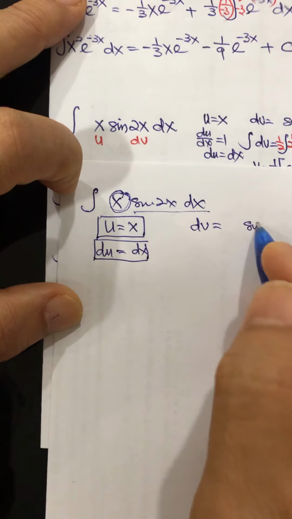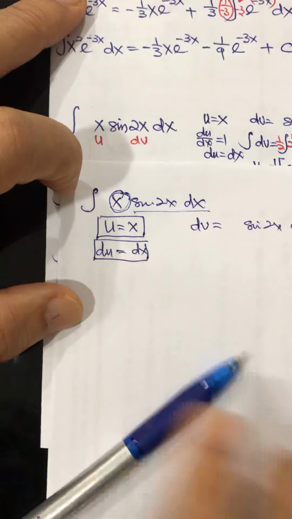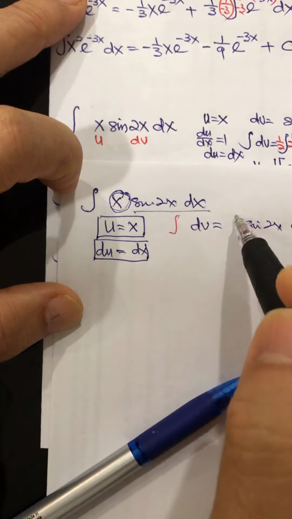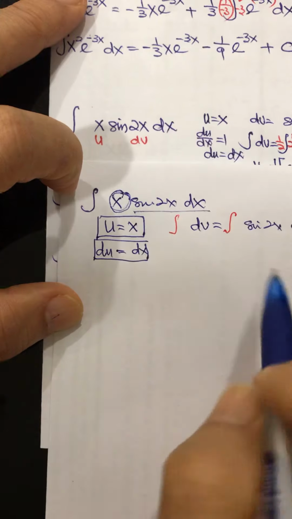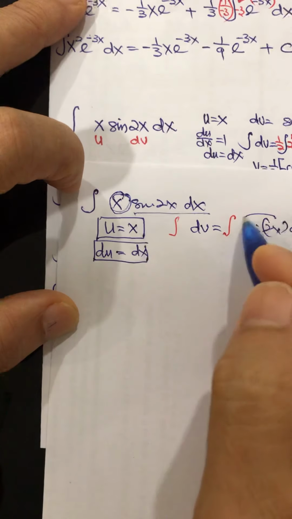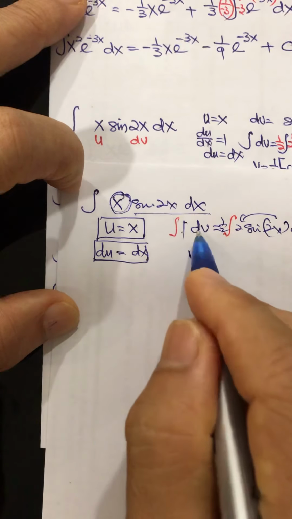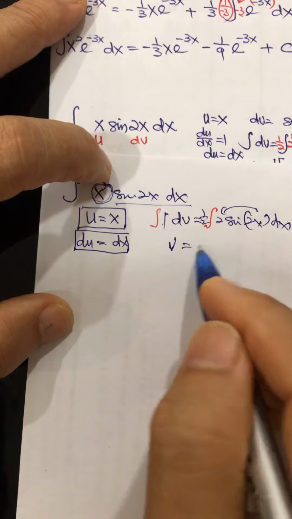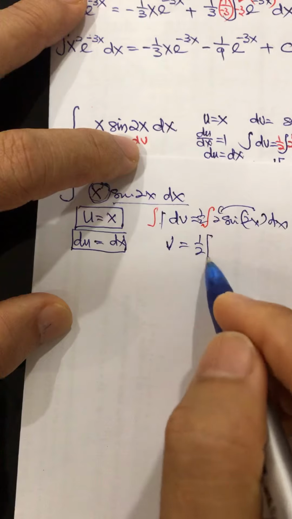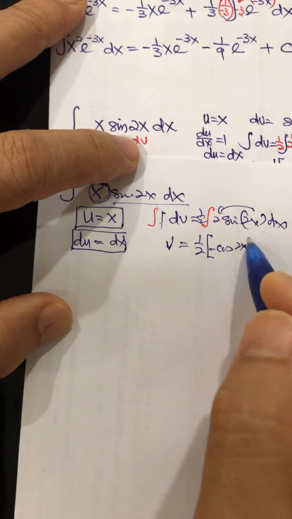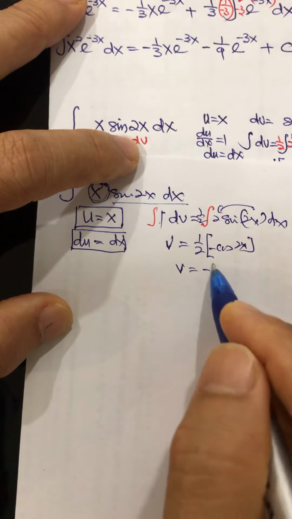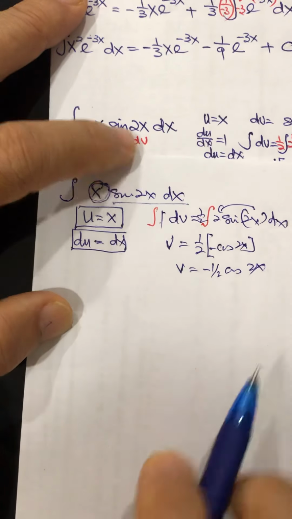So it's sine 2x dx. Then you integrate them. So the bracket is here, so you must have a 2 half. This is correct. This one is v1. You integrate 1, it is v. Then here you have half. Integrate sine, you get negative cos 2x. That means your v is negative half cos 2x, isn't it?